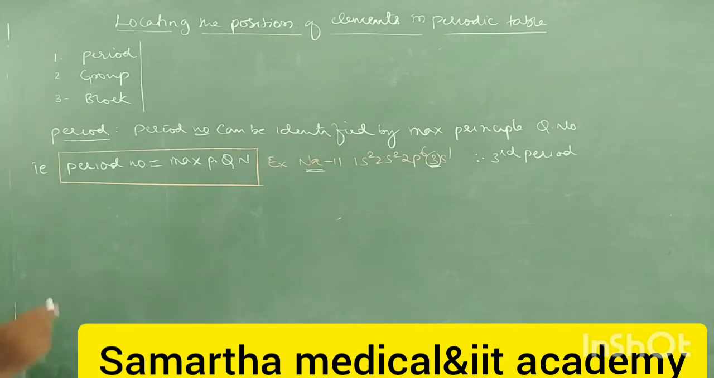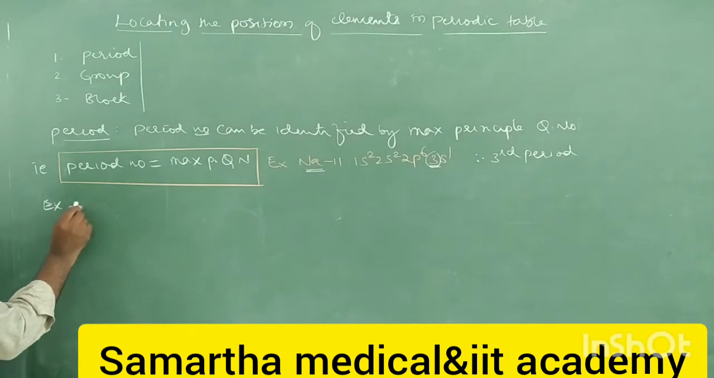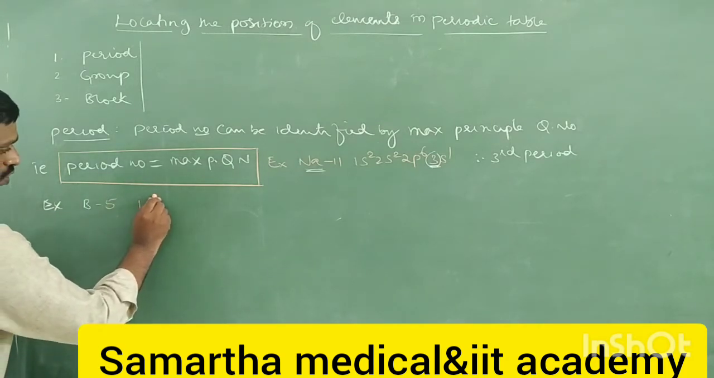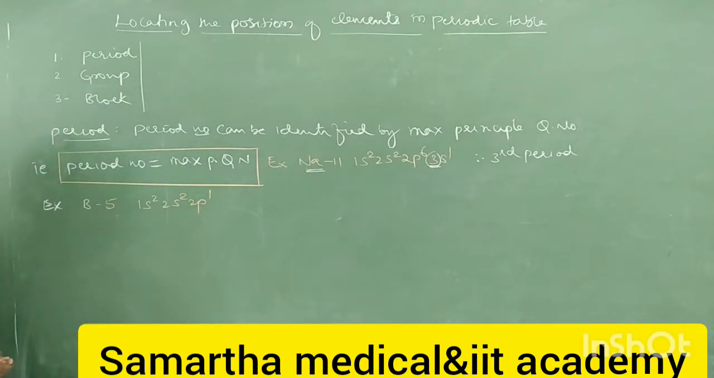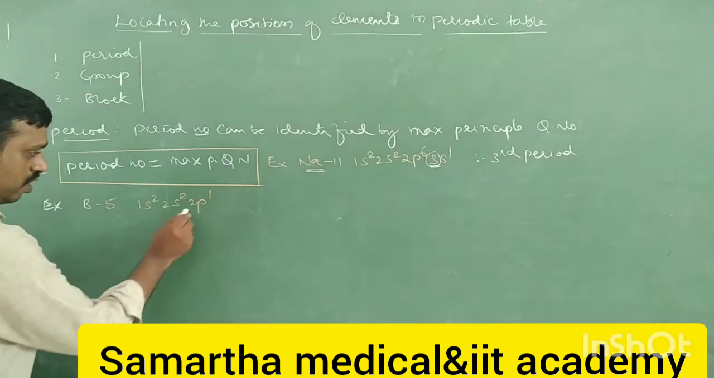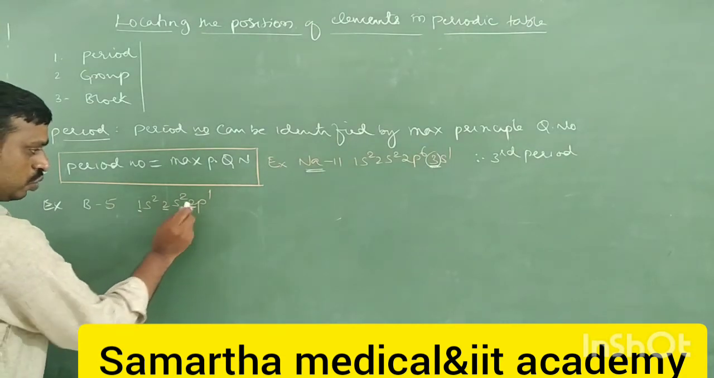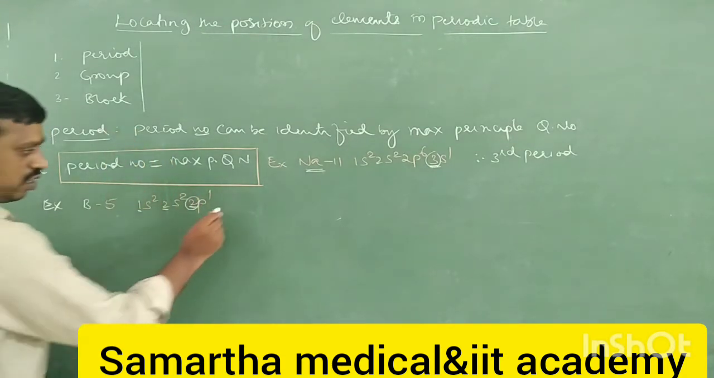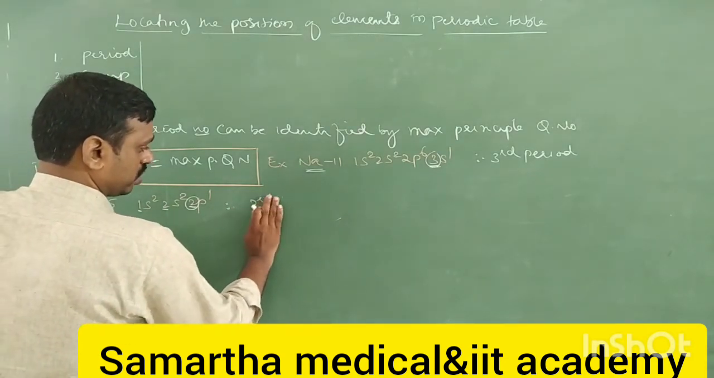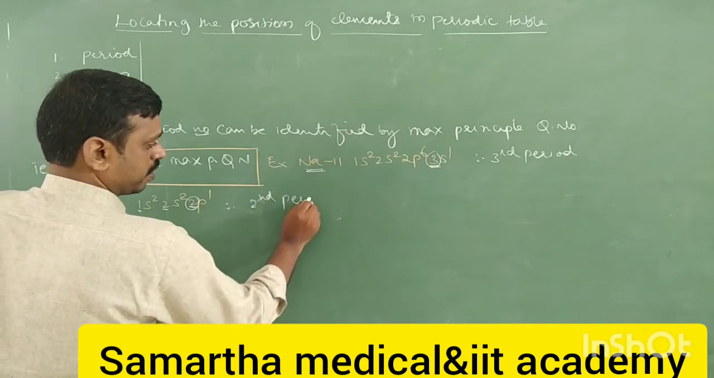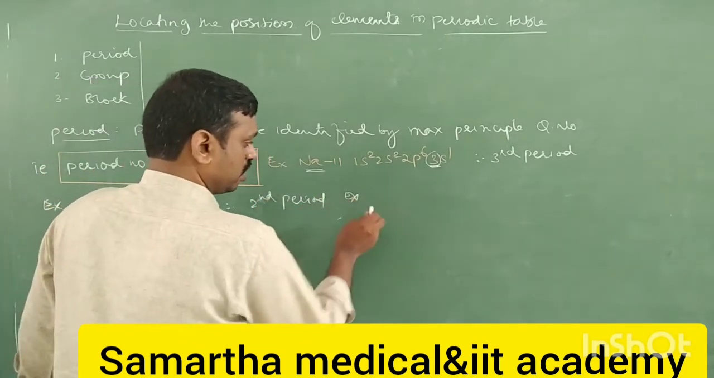Understand? One more example, boron. The atomic number is 5. Write the electronic configuration: 1s2, 2s2, 2p1. There are 5 electrons. So there is a 1, 2, 2. So 2 is the maximum principal quantum number. Therefore, period number equals 2, that is, the second period.